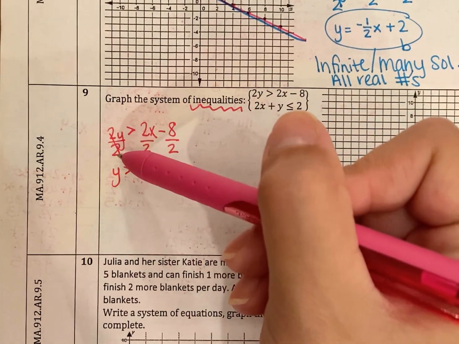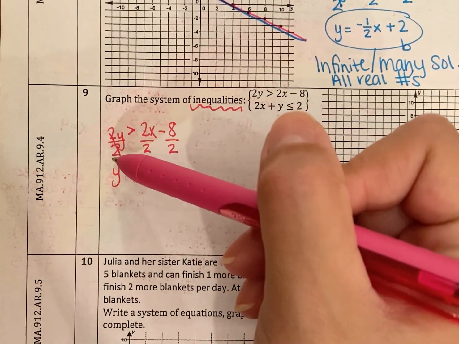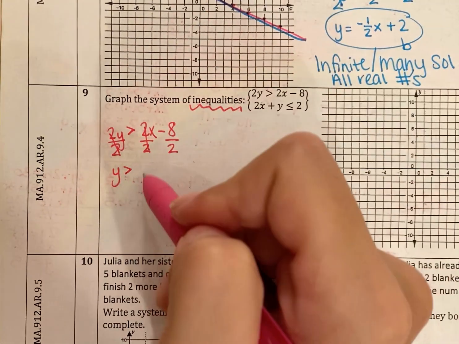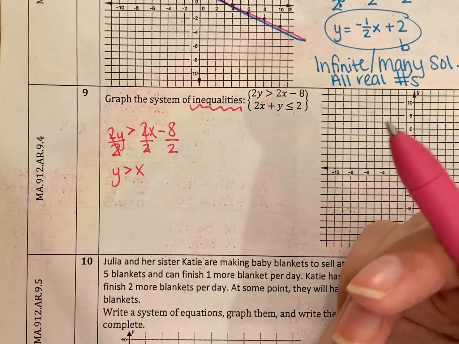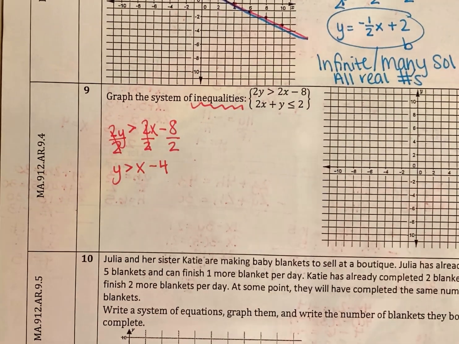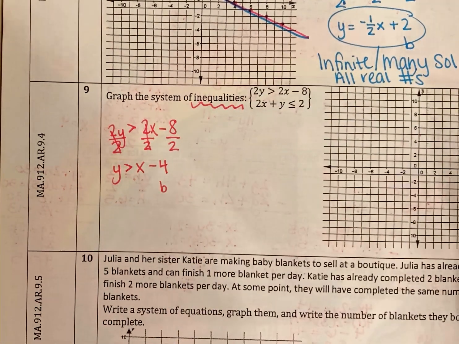The reason why I canceled these 2's out and not these 2's, because 2 divided by 2 really makes 1. We just never write it. So in this case, they cancel, but I still bring down an x because that represents a slope of 1. Minus 4. Okay, so now I'm going to graph that. So I start at the b value, which is negative 4.